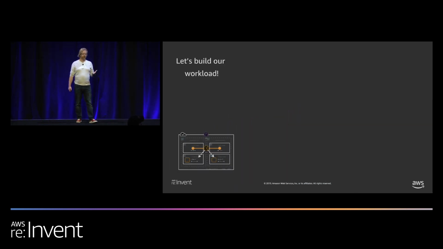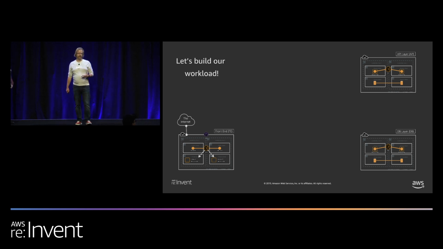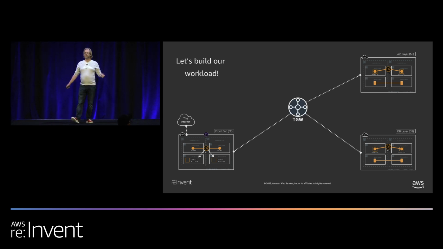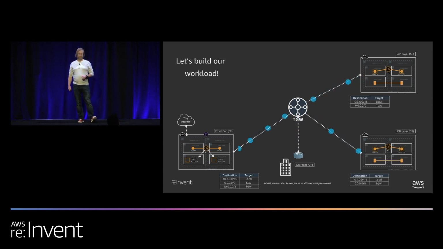So here we have our front end, right? We attach our internet. We have our load balancer. We'll have our DB layer, right? We'll add our API layer, and then possibly a transit gateway in there with these different VPCs, right? And then the packets start talking. Everyone is happy. And then we add our on-prem, right, so that we can actually get to our workloads.